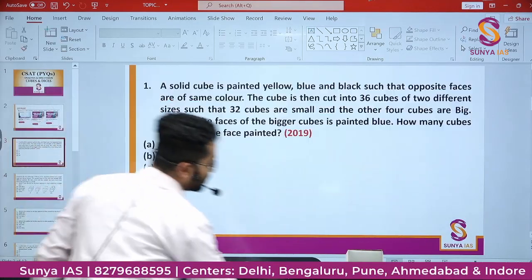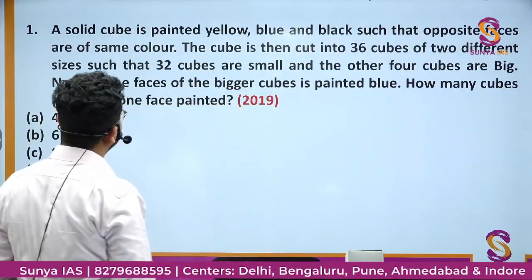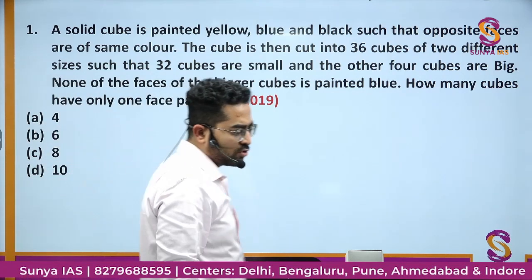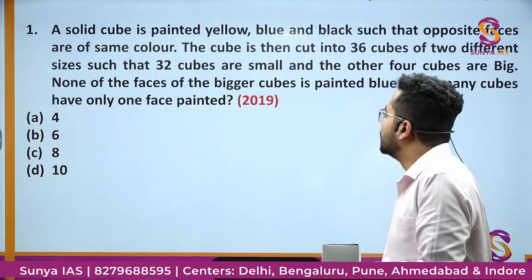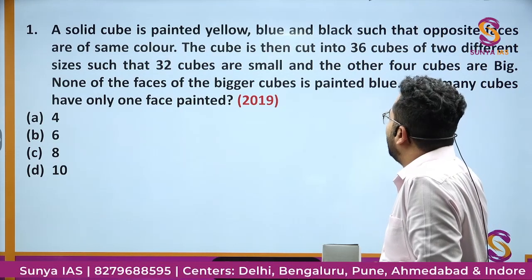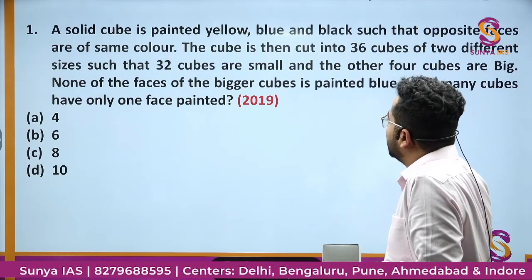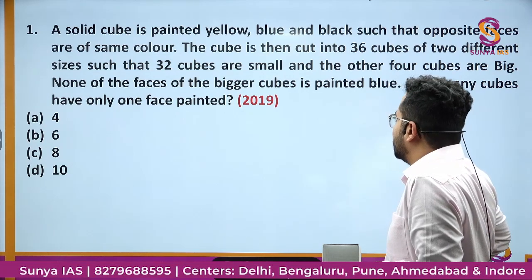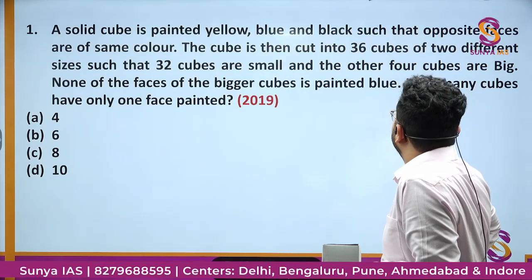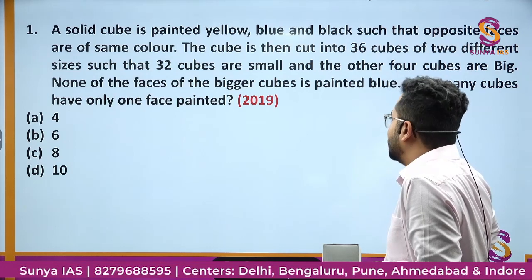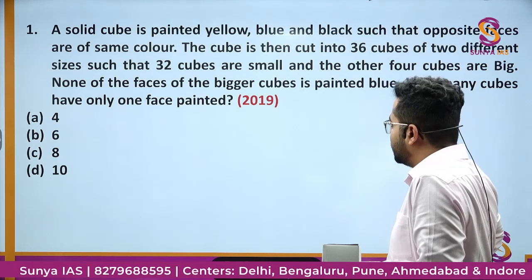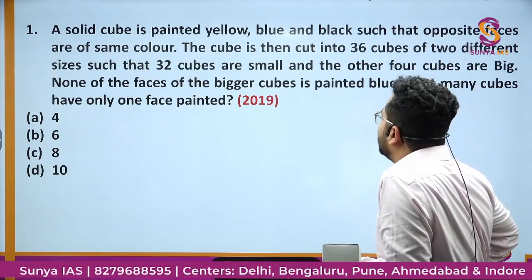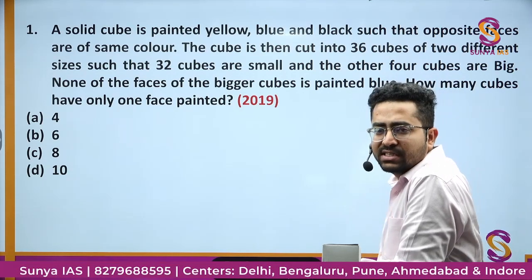Okay, so this first question was asked in the year 2019. A solid cube is painted yellow, blue and black such that opposite faces are of the same color. The cube is then cut into 36 cubes of two different sizes such that 32 are small and the other 4 cubes are big. None of the faces of the bigger cubes is painted blue. How many cubes have only one face painted?